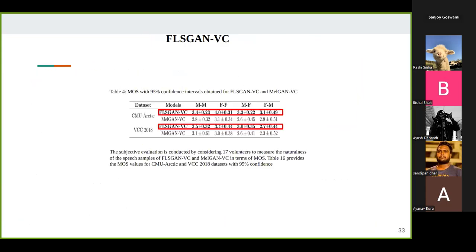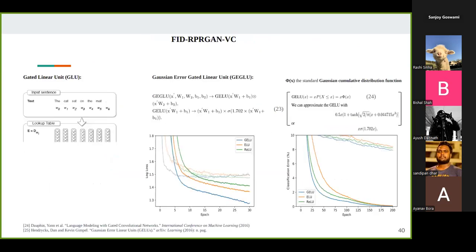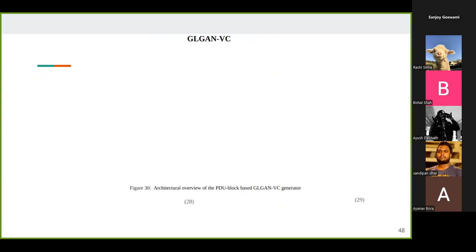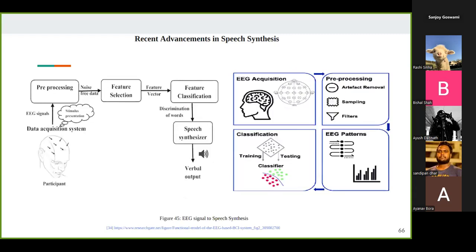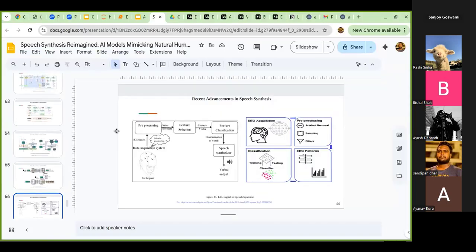We have published some research papers and generated samples. Let me show you some samples of one of our recent works. These are the original sound samples.